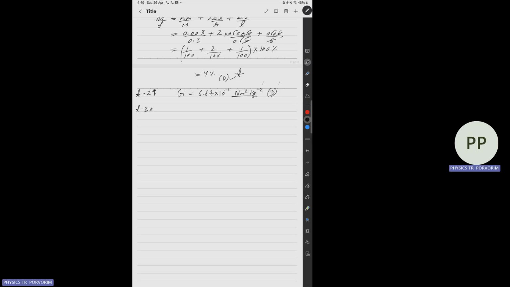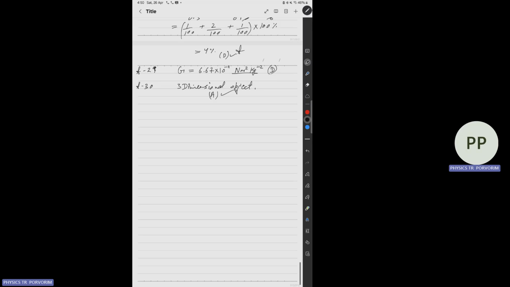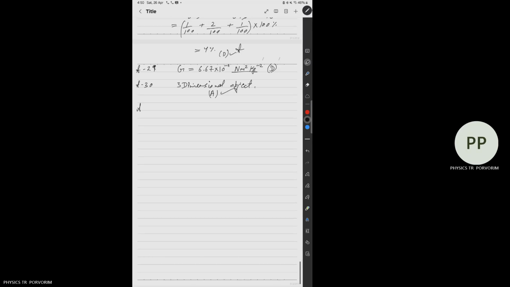30. The theorem of perpendicular axis is not applicable for determination of the moment of inertia along the diameter for which of the following. So the perpendicular axis theorem is not applicable for three-dimensional objects, basically. Here the sphere is a three-dimensional object, so we can't apply the perpendicular axis theorem here. So the correct option will be A.